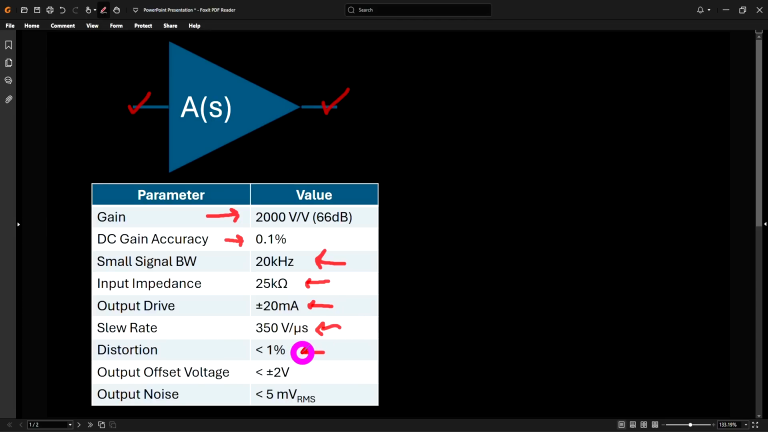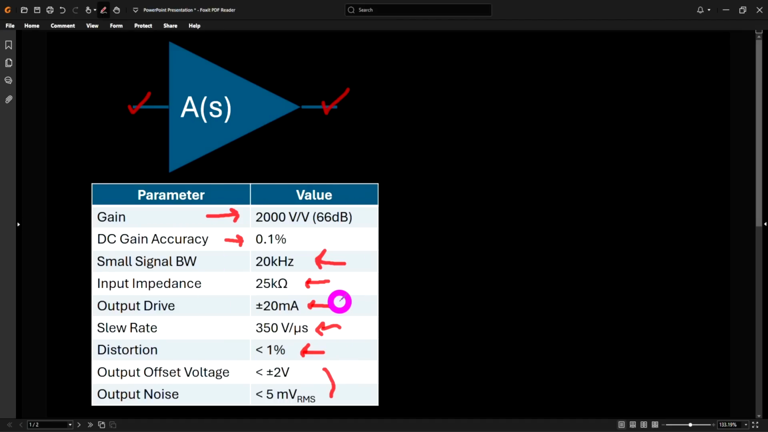Distortion of better than 1%, that should be really easy. In fact, 1% distortion for an audio amplifier is pretty bad unless you're putting out a lot of power. And now we get these last two components here. Output offset voltage of plus or minus 2 volt, well, that's actually pretty terrible. It should be easily better than that. And output noise of 5 volt RMS, and you should be able to do significantly better than that, at least 1,000 times better than that, even with a basic design.